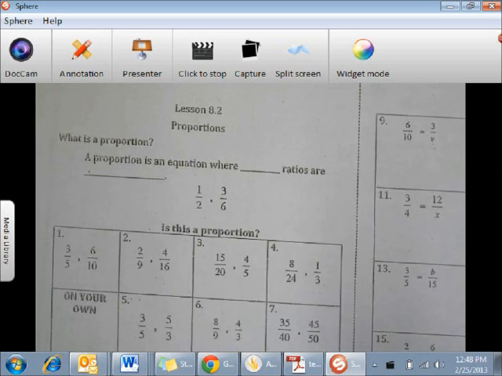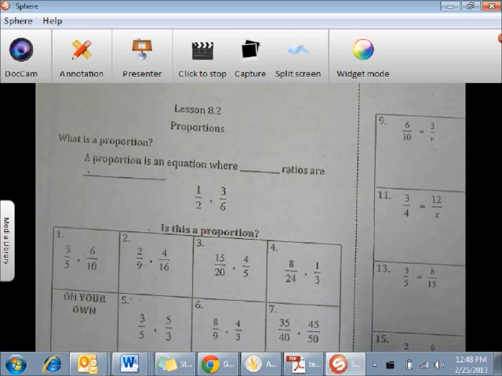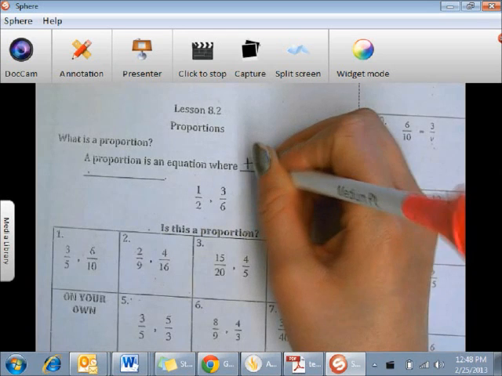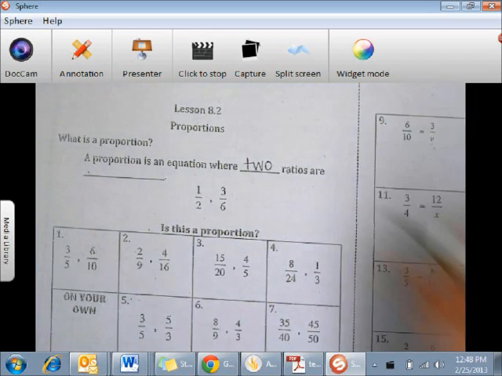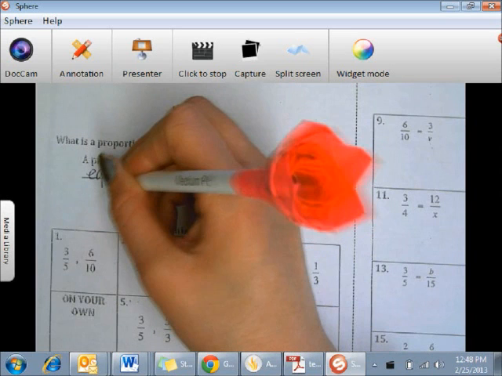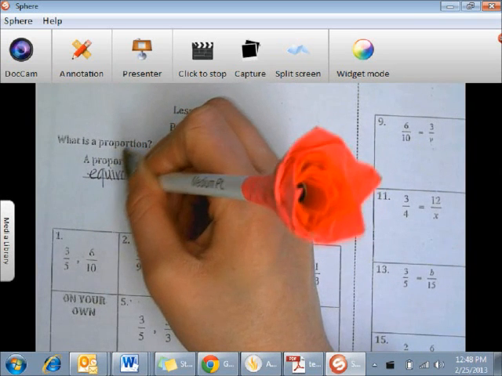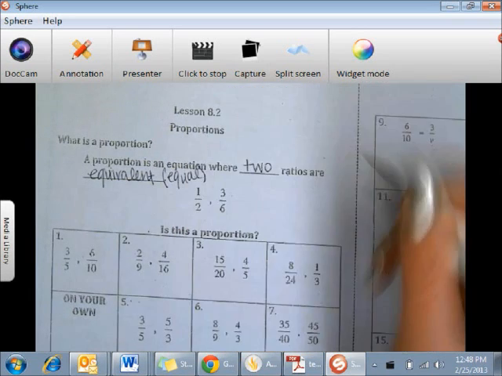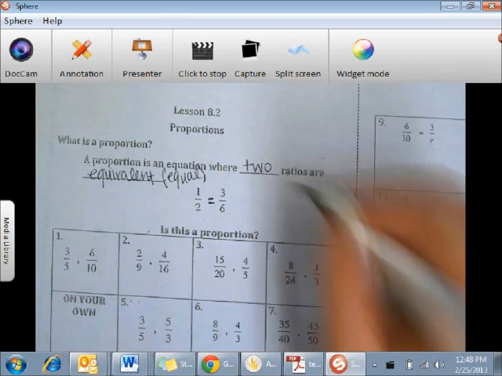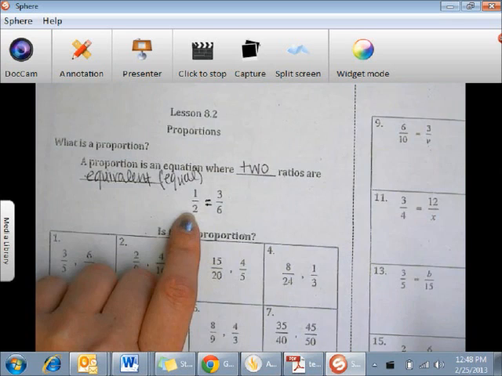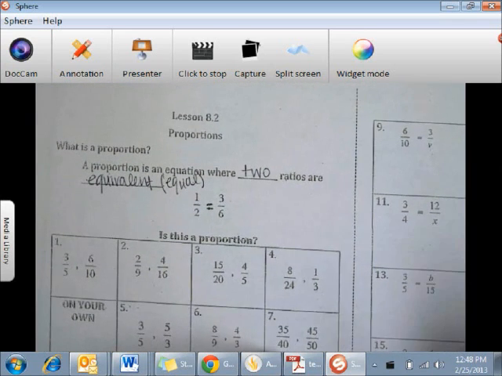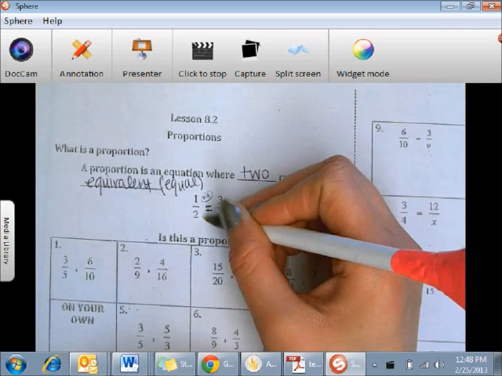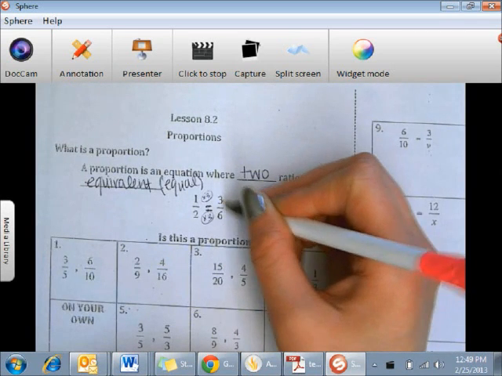It says proportions. What is a proportion? A proportion is an equation where two ratios are equivalent, or that's another way of saying equal. So for instance, 1/2 and 3/6 make a proportion, because if I multiply 1 by 3 and 2 by 3, I get 3/6.